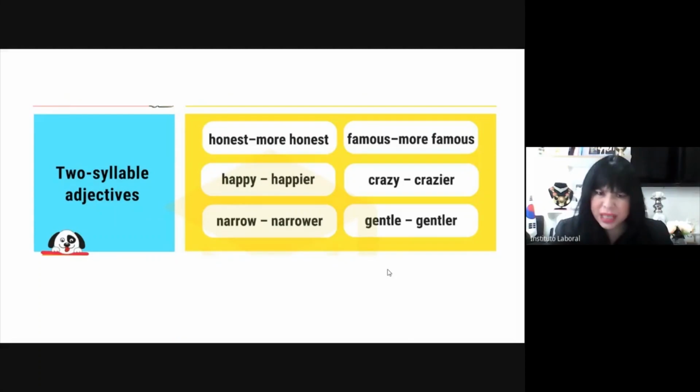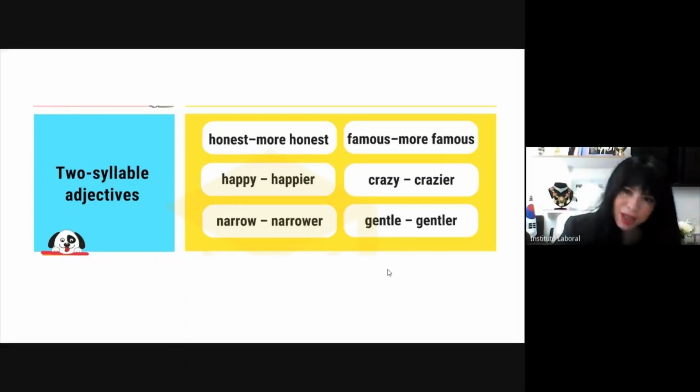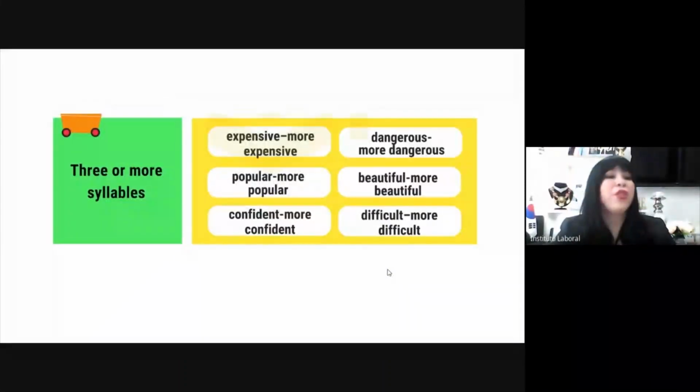But in the case of happy, crazy, narrow, gentle, they are two syllables. But look, happy and crazy end in Y, and there are two rules. The first rule says that we drop the Y, change it to an I, and add ER. So happy, happier. Crazy, crazier. If you prefer, you can say more happy or more crazy. What happened with narrow and gentle? Those are like irregular ones, so we use the ER form. Narrow, narrower. Gentle, gentler. Two syllables, but still we use the ER. They are irregulars.